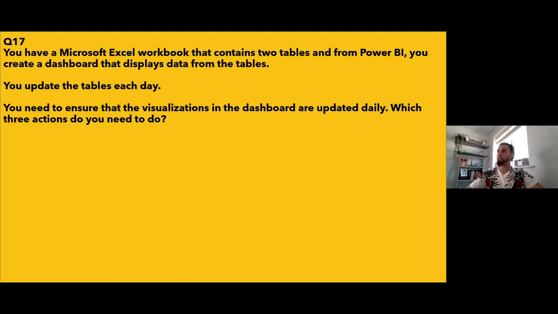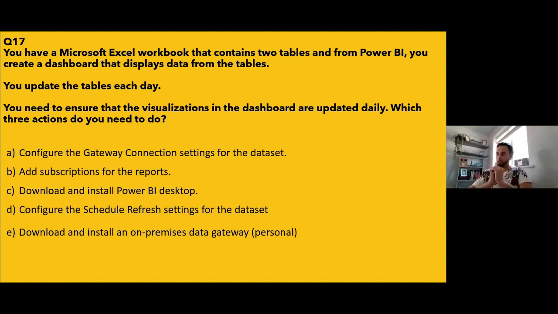You have an Excel sheet, you update the date tables daily. You need to ensure that the visualization in the dashboard updates daily. Which three actions do you need? Okay, so the first thing you need to do is download and install the on-premises gateway in personal mode. You'll then need to configure the gateway connection settings for the dataset. And then you will need to configure the scheduled refresh settings for that dataset. So the answers are A, D, and E, not in that particular order.